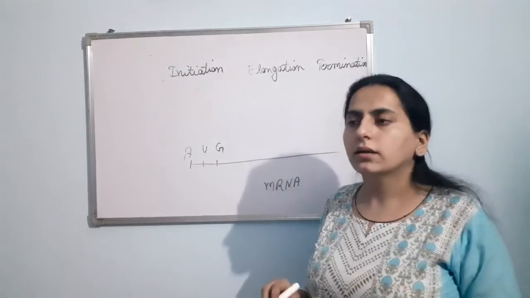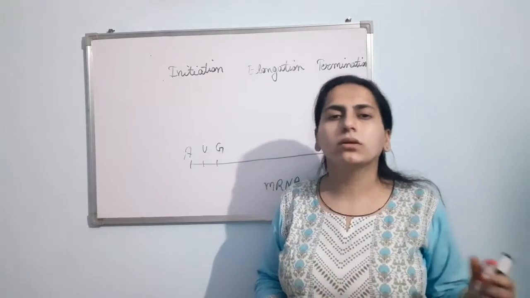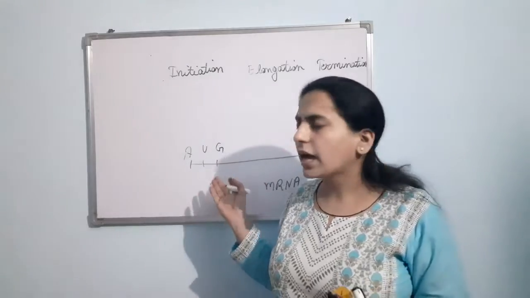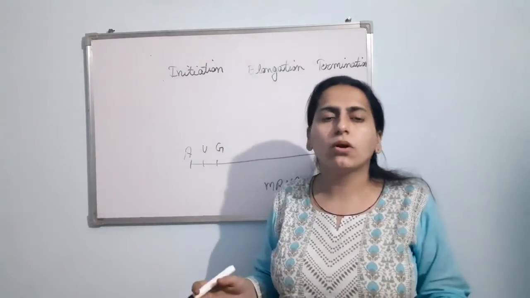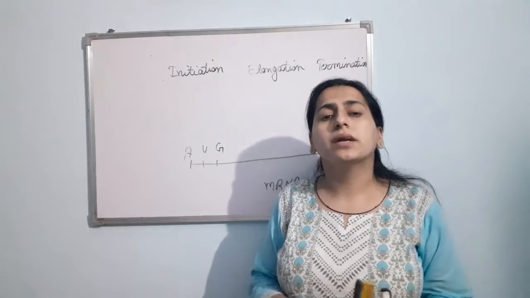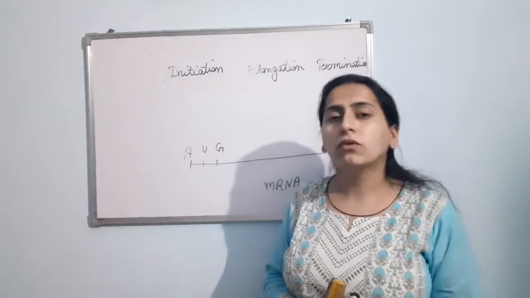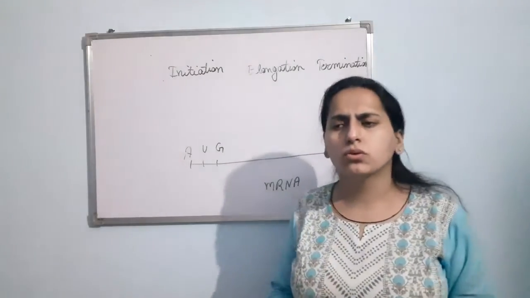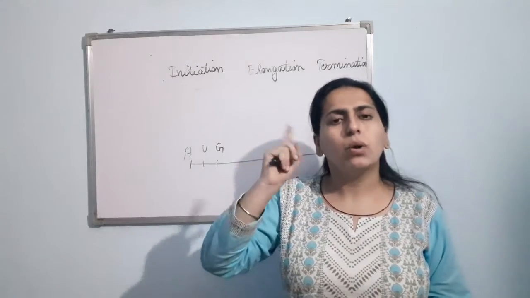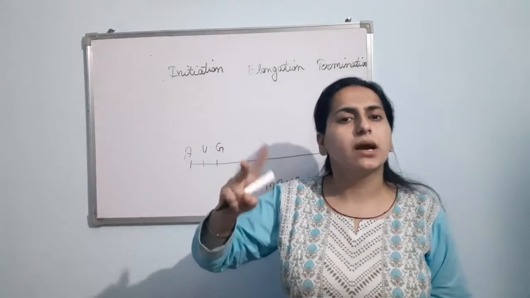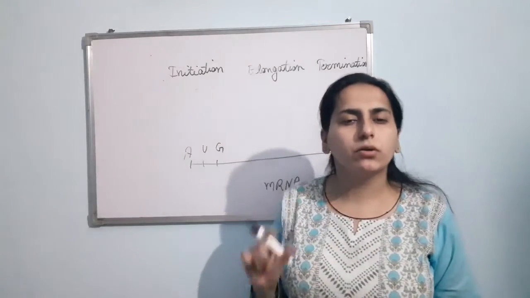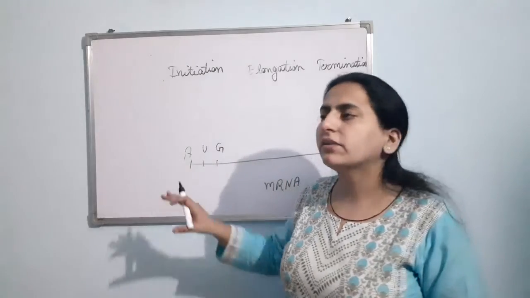As you know, ribosomes are the cell organelles that are responsible for protein synthesis. And as we are going to synthesize proteins, obviously ribosomes will play an important role. And ribosomes are made up of rRNA. Ribosomes have two subunits. One is the smaller one and the second one is the larger one. So firstly, the smaller unit of the ribosome will get attached.